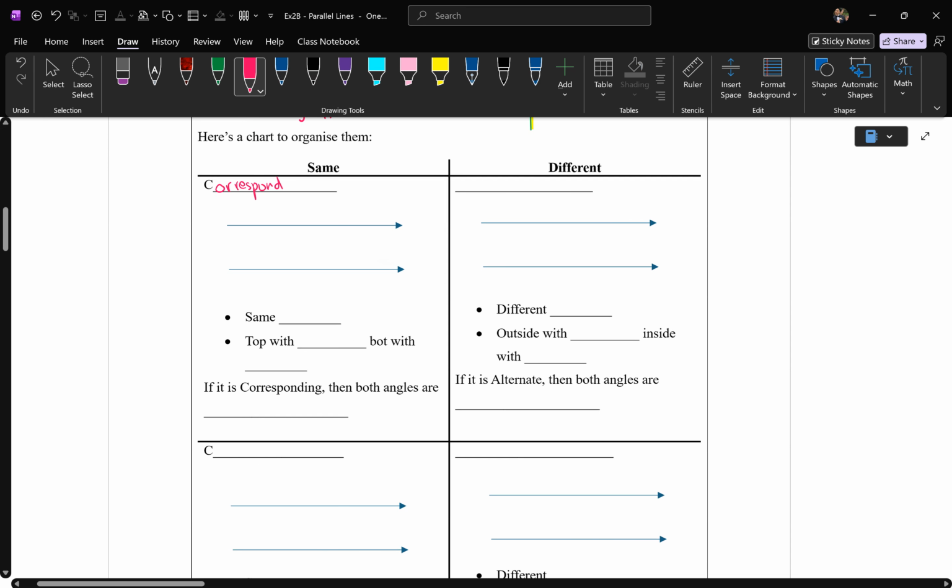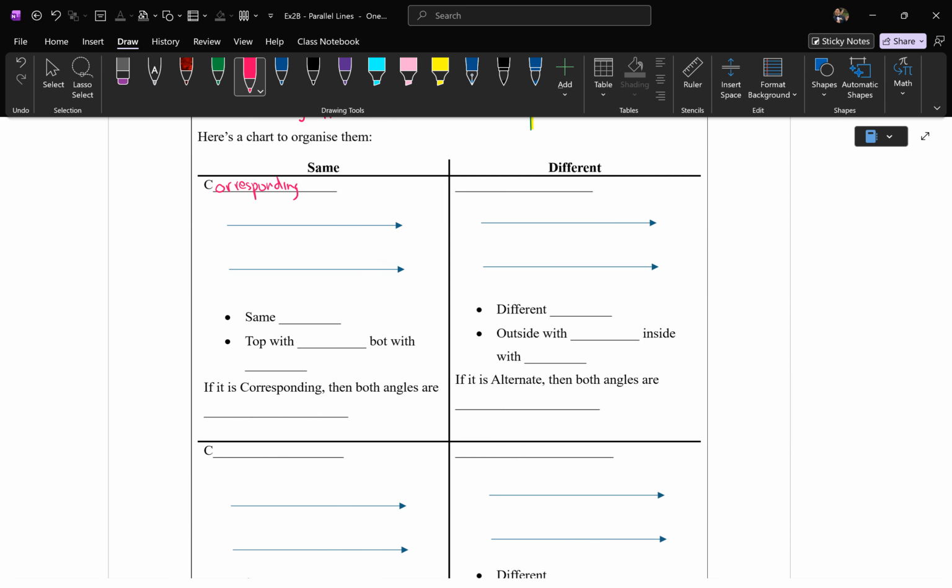Corresponding, or co-interior. If they have different letters or different names, alternate versus vertically opposite, they're on this side. So this is alternate, and this is vertically opposite.